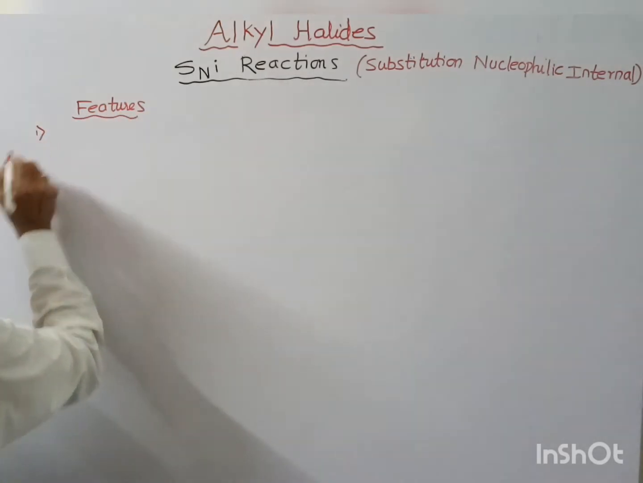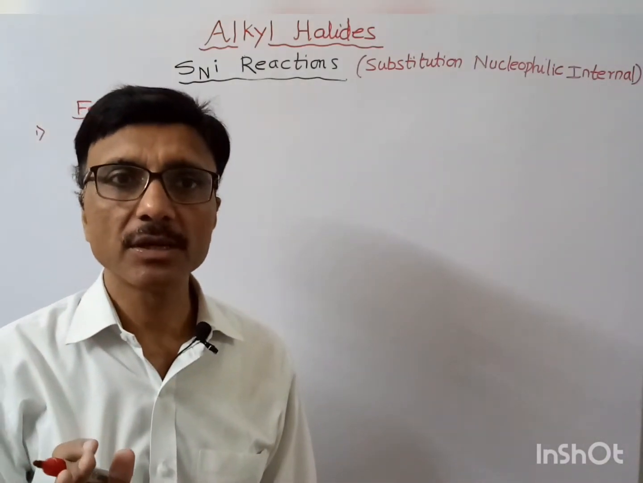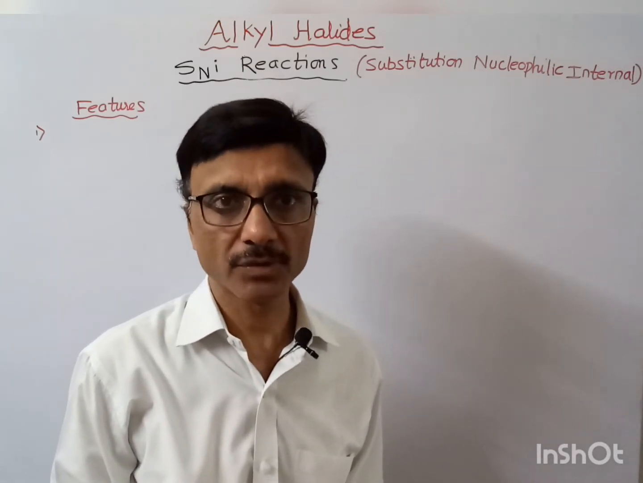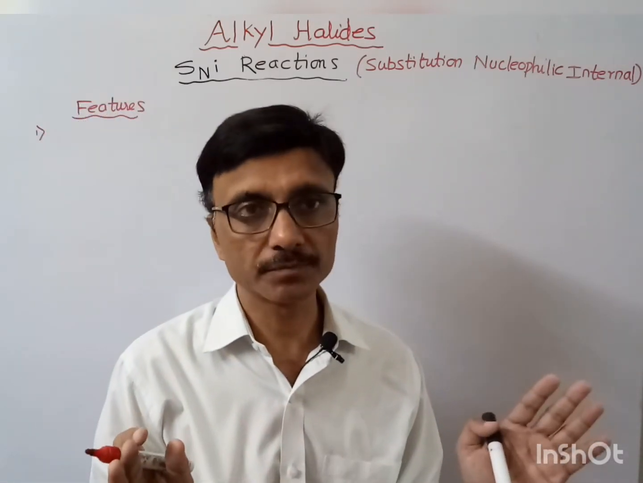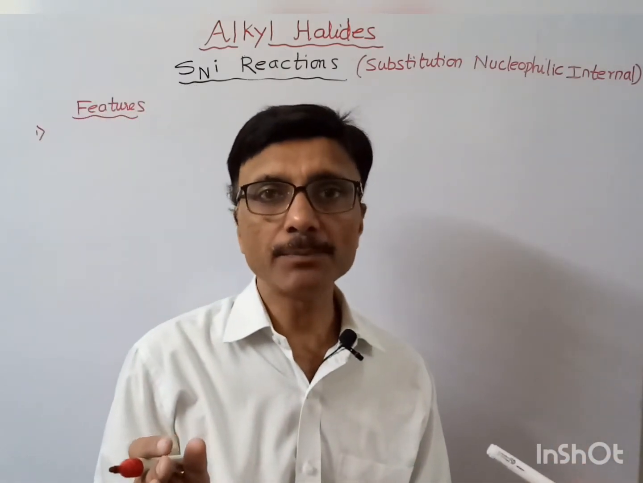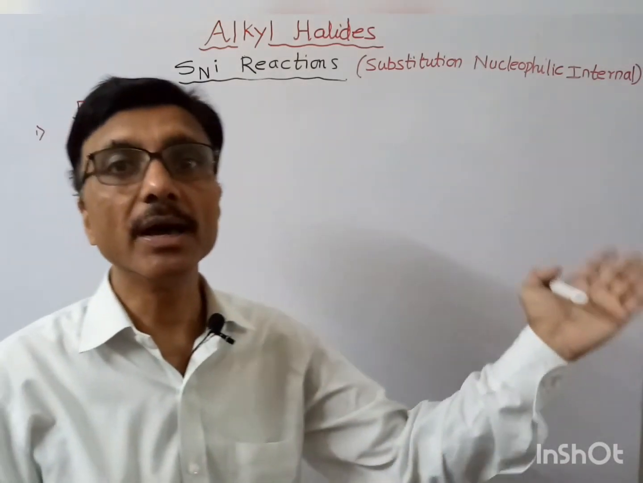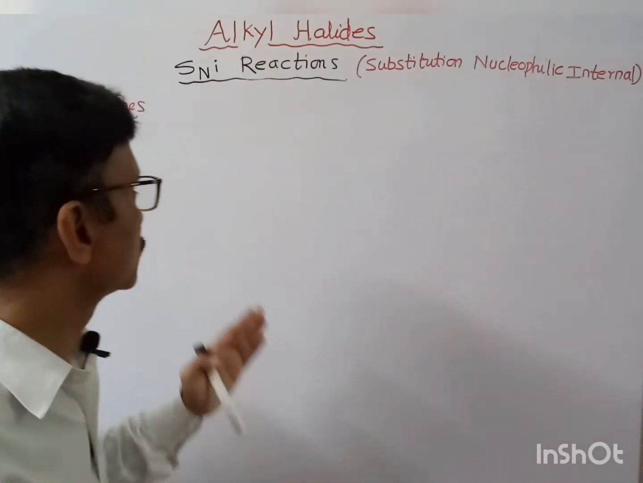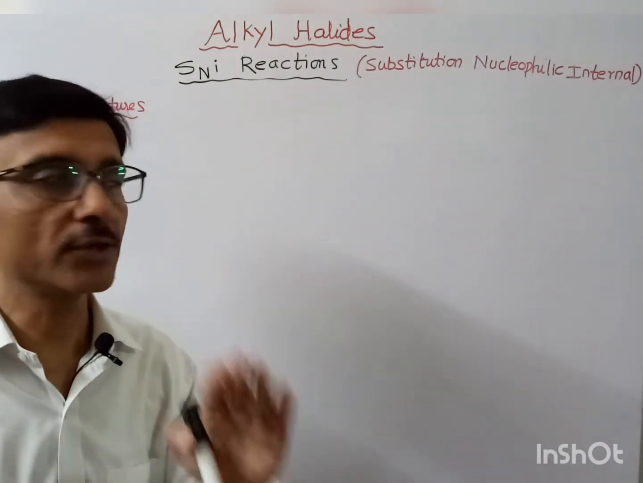First thing, what we saw in SN1, SN2 reaction, the alkyl halide undergoes nucleophilic substitution. Okay, and alcohols don't undergo SN1 and SN2 reaction. Why? Because OH being the poor leaving group. But here, SNi reactions are given by the alcohols in presence of SOCl2, thionyl chloride. So alcohols can undergo substitution reaction, but in presence of this thionyl chloride.